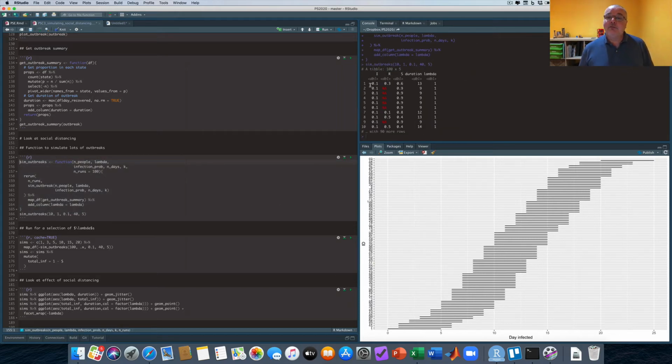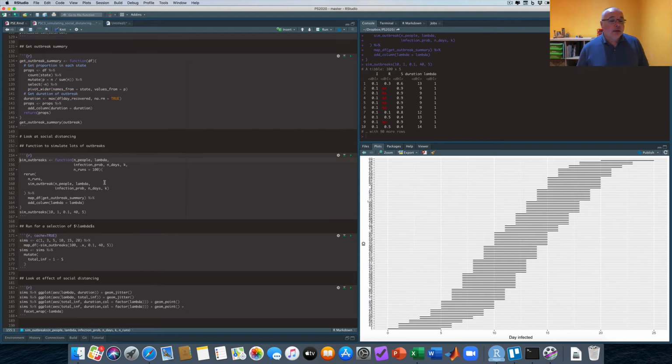you can see here's the first outbreak. In this case, lambda's 1. It lasted 13 days. In the end, 30% have recovered, 60% were still susceptible, and 1% were still infected. And we've done all together, you can see it goes 90 more rows, 100 of them. So now what I'm going to do is try lambda 1, 3, 5, 10, 15, 20. And this little bit of loop code here just runs that simulation each time and puts it all together.